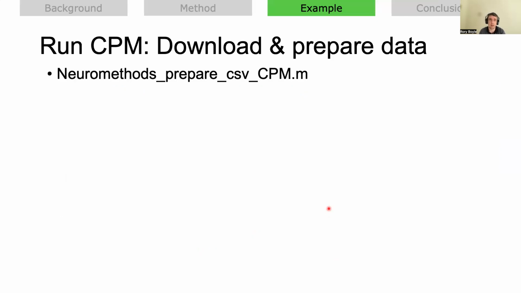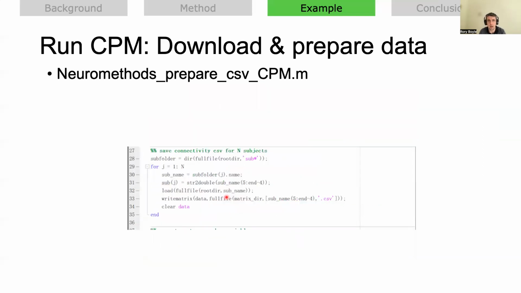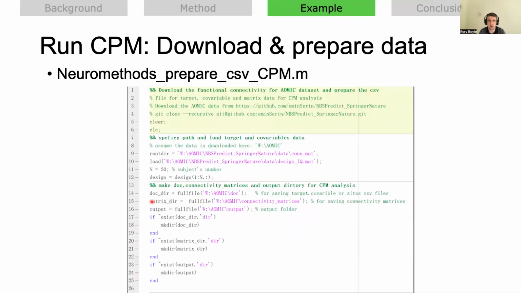The first step is to download the data as instructed in Emin's link, and then open the following script. There's further information on downloading the data here as well. This is the neuromethods prepare CSV CPM script. All you have to do here is make sure that the data is downloaded to the correct folder and you've correctly specified the directories here. You will need to change this for your own machines. You then specify the different directories that we will use in the following steps, so you'll need to make sure these are relevant to your machine. The script will then output a connectivity matrix in the form of a CSV file for each participant in this folder here, in the matrix directory.